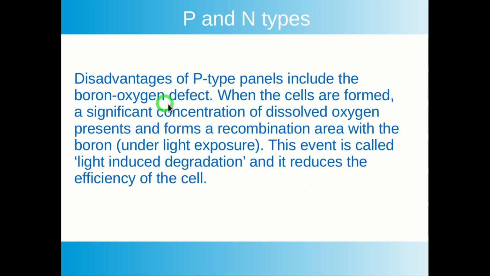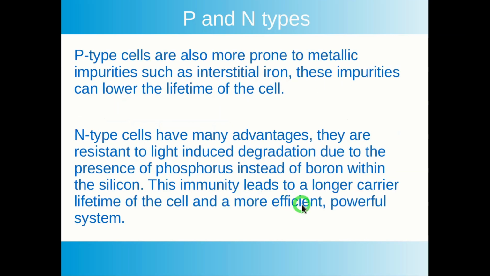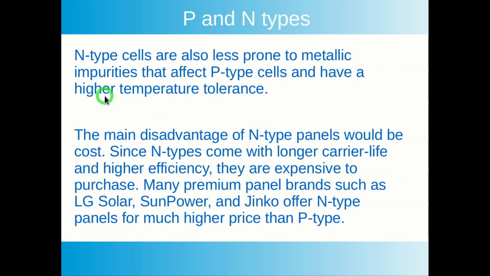Now, the thing is, if you use the boron to create the P-type, what happens is when it gets exposed to light, it has more light-induced degradation. And this reduces the capability of the cell over the long run compared to N-type. N-type has less degradation, and N-type also have higher temperature tolerance. So they have longer life, they have higher efficiency. They are currently just 3% more expensive to produce.